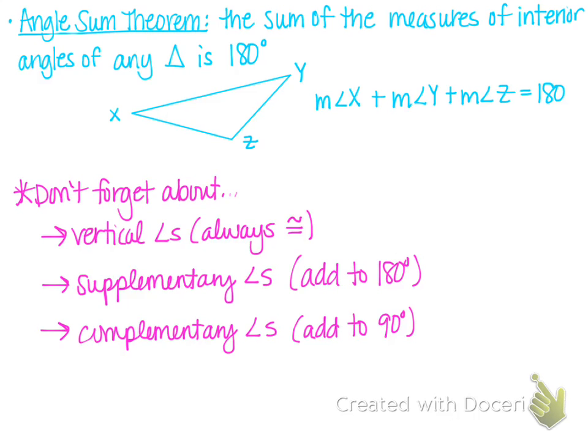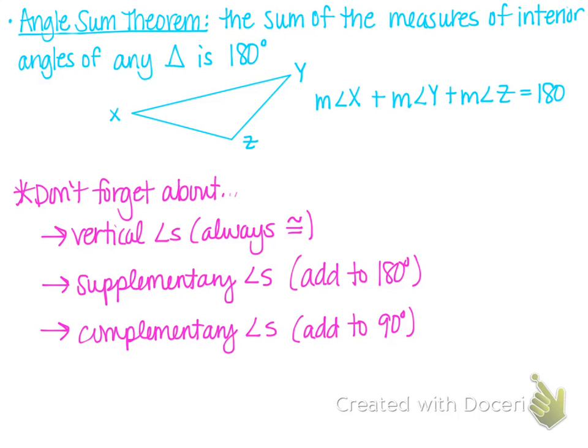Now, the angle-sum theorem says that the sum of the measures of the interior angles of any triangle is 180 degrees. Sum means that we're going to add together the measures of all of the interior angles. So, the measure of angle x plus the measure of angle y plus the measure of angle z equals 180 in this particular example. That goes for any triangle, doesn't matter what type. We're always going to have the angles on the inside sum to 180 degrees.